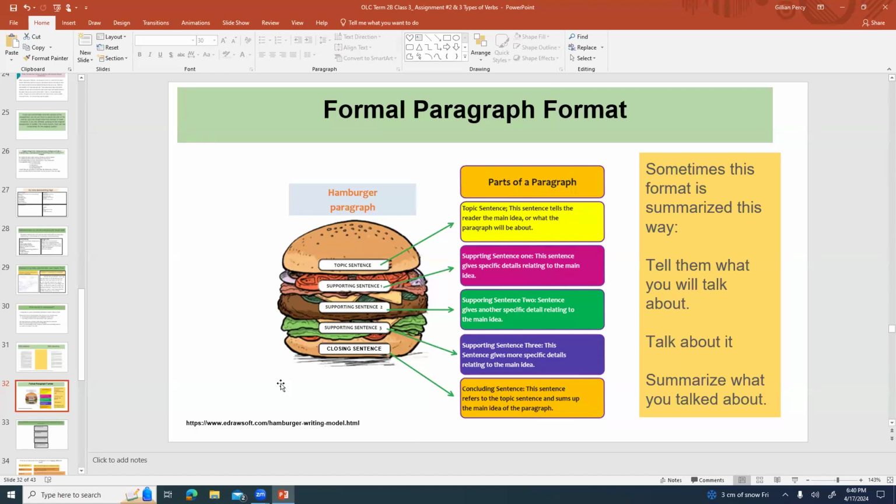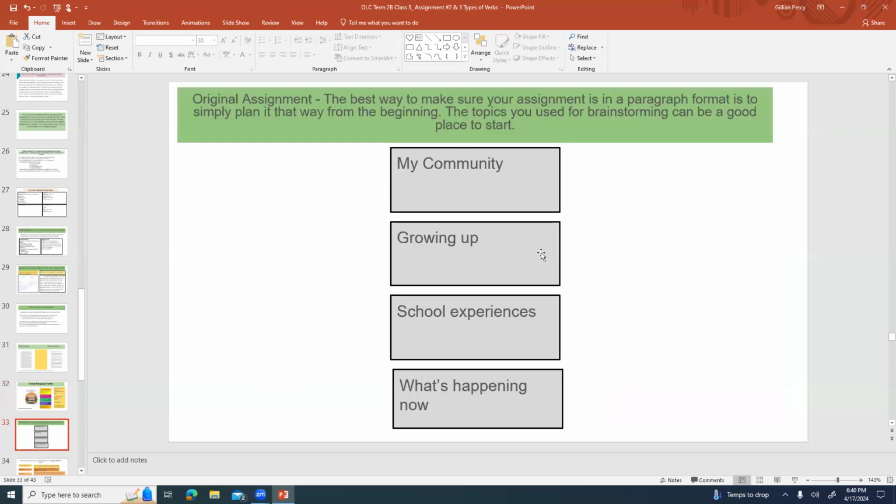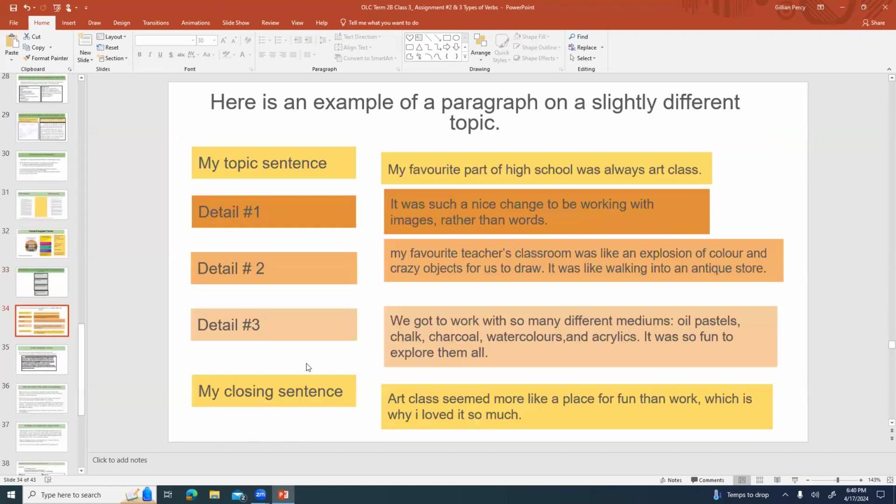For this one, you would have a topic sentence for each paragraph, 3 or 4 details about the topic, and then a concluding sentence. Sometimes they kind of characterize this format as tell them what you're going to talk about, talk about it, and then summarize what you talked about. And again, you're looking at 2/3 to a full page. One paragraph would be about my community, one about growing up, one about school experiences, one about what's happening now. This is all if you're doing the original assignment.